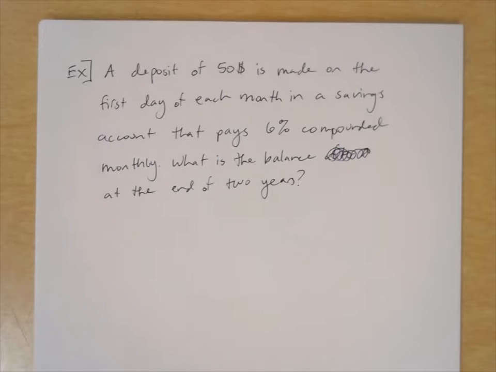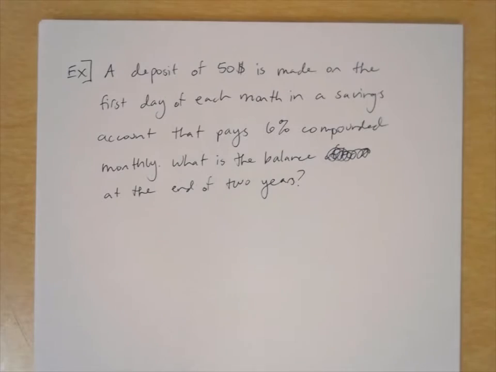A deposit of $50 is made on the first day of each month in a savings account that pays 6% compounded monthly. What is the balance at the end of 2 years? So what this question is asking us to do is add together all of the compounded $50 that were made in the course of 2 years. But what's important to keep in mind is that each deposit would be compounded for a little bit less time.